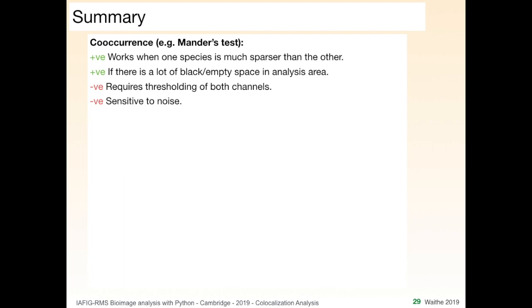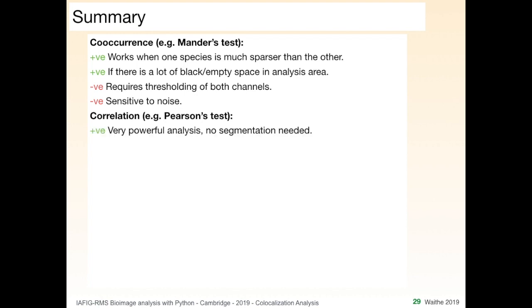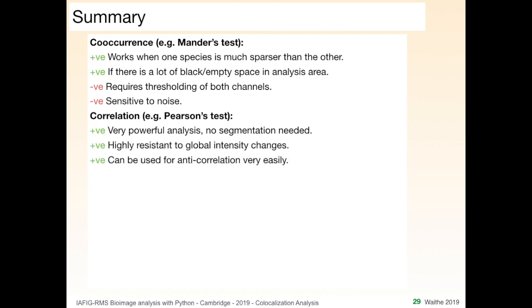Then we go on to the correlation, the Pearson's test method. Positives: very powerful analysis, no segmentation needed, highly resistant to global intensity changes, and can be used for anti-correlation in a very easy way. But both channel species must occupy a similar pixel area because you're really comparing distributions, and if too much of it is zero for either one of the distributions, then there's no data there really for the comparison. You want to be positive for your distribution and also not saturated within all of the pixels that you're trying to measure, ideally.